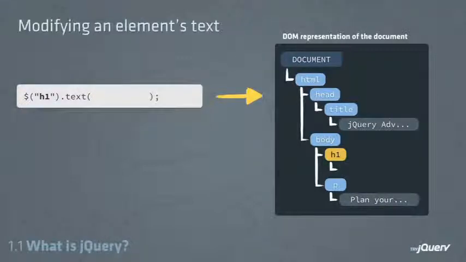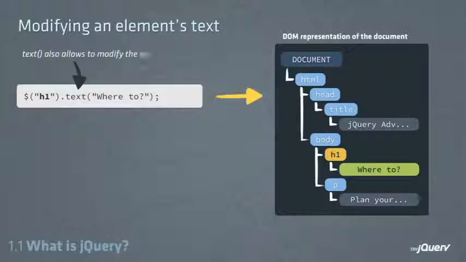In order to modify the element's text, we can simply send a string into this text method. Here, when we send "where to," you can see that it replaces that text element in the DOM with "where to." And if we were watching this web page in our browser, we would see the page get updated.